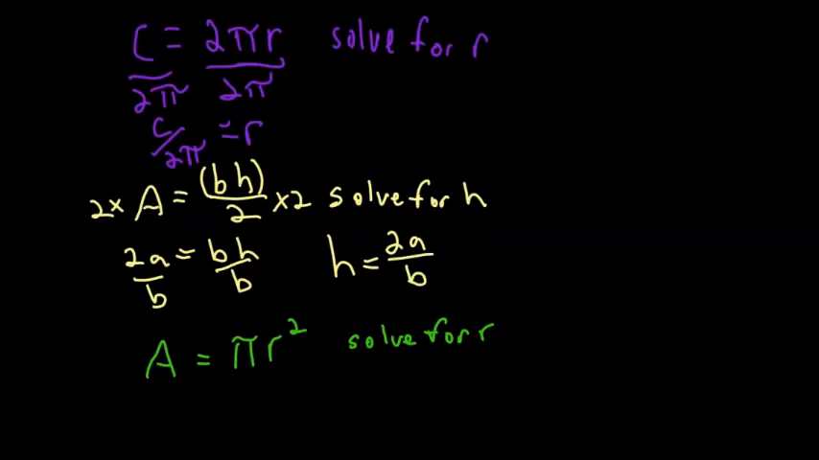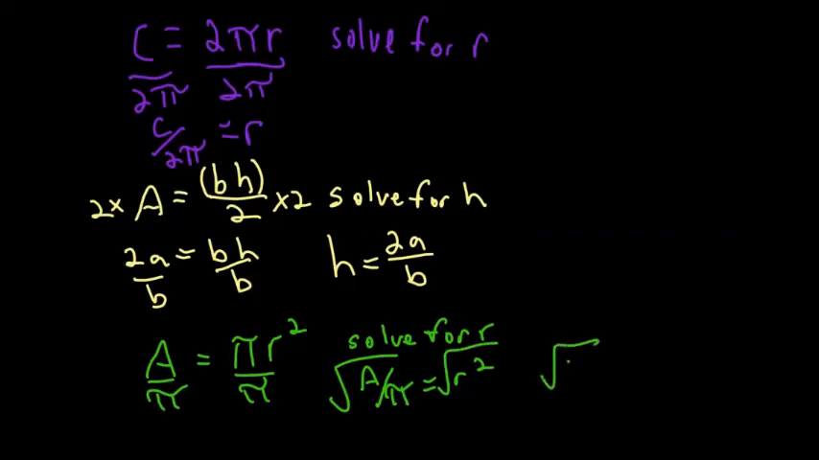And then one more, I got area equals pi r squared, so that's area of a circle. And I need to solve for r. So first I need to get rid of the pi, so I'm going to divide by pi. So I get a over pi equals r squared. And the opposite of r squared is going to be square root. So I'm going to square root this whole thing. So I get the square root of a divided by pi equals my radius. And that last one's about as hard as they're going to get for you right now.